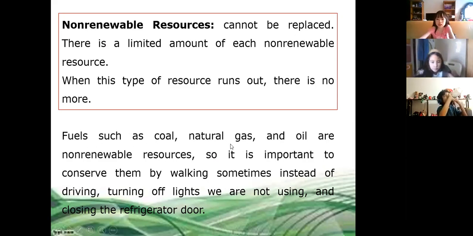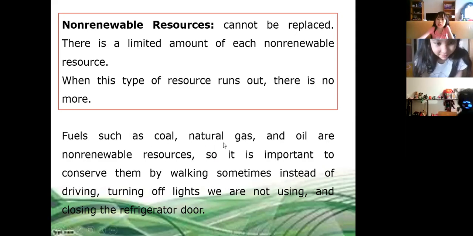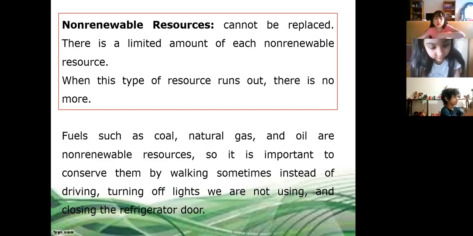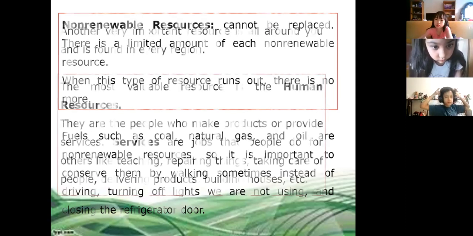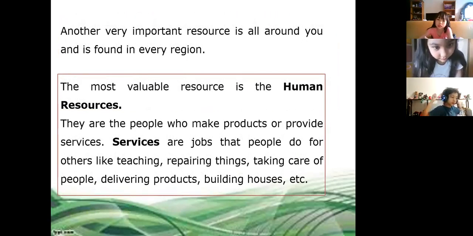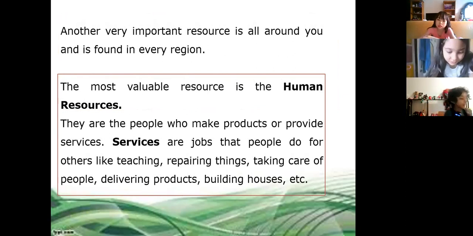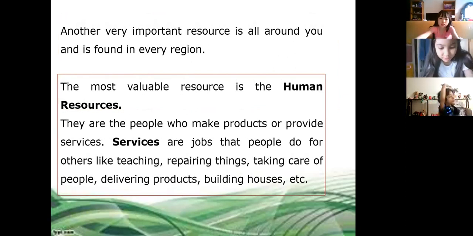Which examples do you have for non-renewable resources? Coal, natural gas, and oil. That's right. They are examples of non-renewable resources. So it's important to conserve the coal, the natural gas, the oil. Rocks. I think rocks. Rocks, yes. Another important resource that is all around you, found in every region, is human resources.